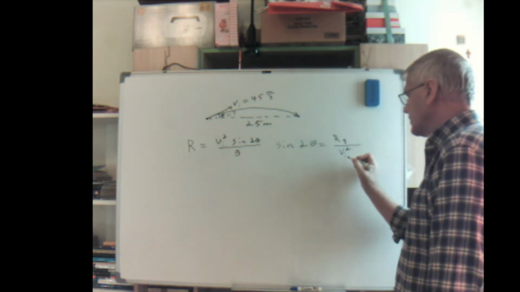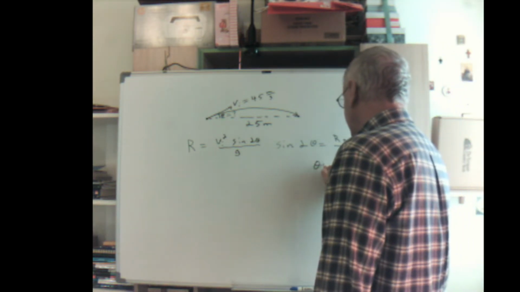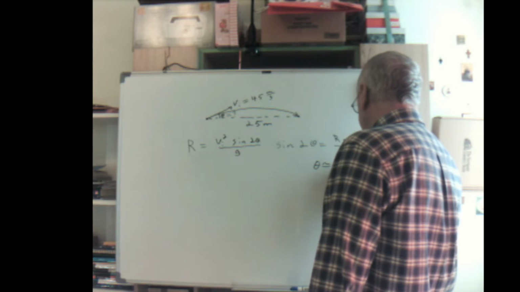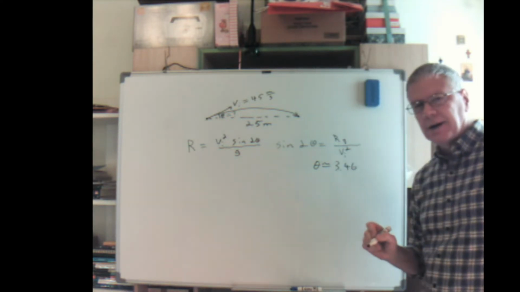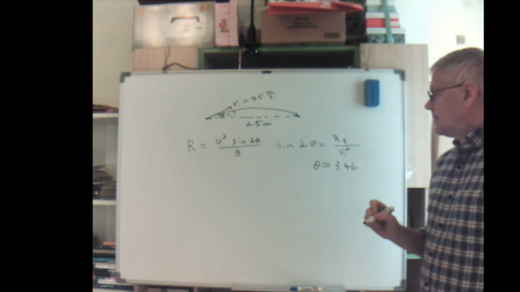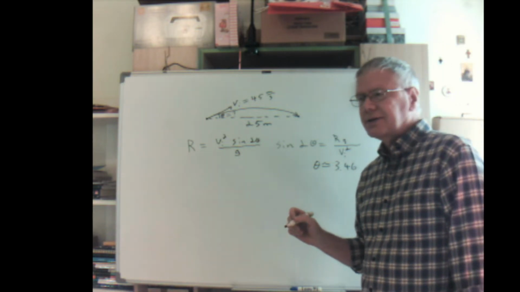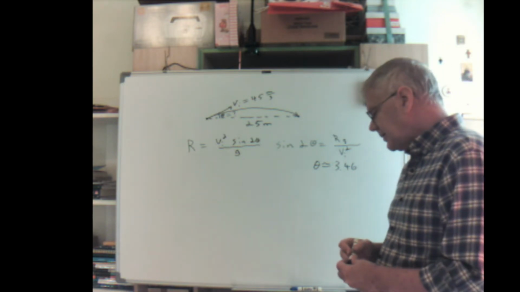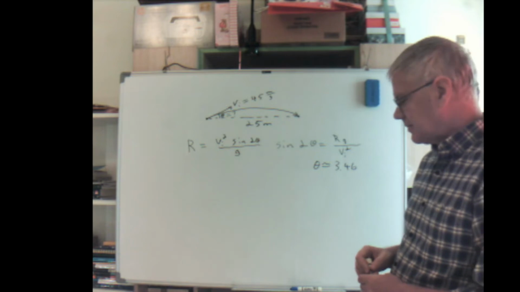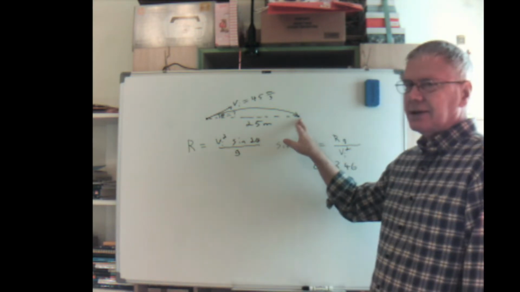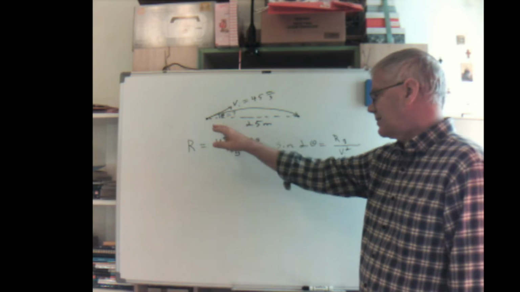We plug in those numbers, and we get that theta is approximately 3.46, depending how you round. So that's the angle that William Tell needs to fire his arrow at. So that's the easy way of solving projectile problems, but it only works if your landing point is at the same height as your starting point.